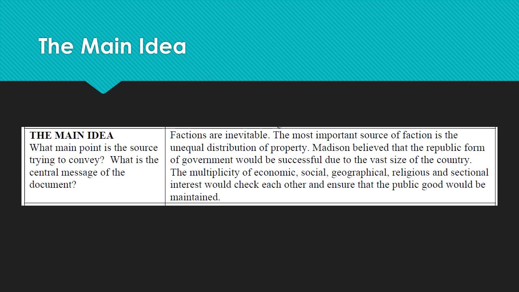Your next step is to establish the main idea. What is the point the document is trying to make? It's essential that you be able to synthesize the information in the source and express it in a single sentence or two, rather than simply paraphrase or directly quote the document.